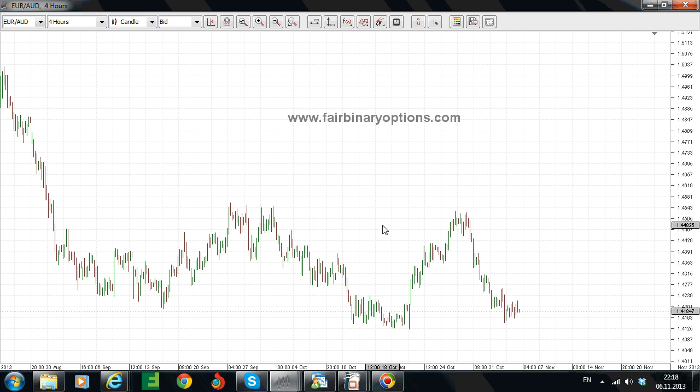We are looking at the euro and Australian dollar. I am quite bearish on the pair, quite bearish on the outcome, but there is one interesting situation to look at. We are at the medium term bearish on the euro Australian dollar, but on the short term price might do some tricks on us.